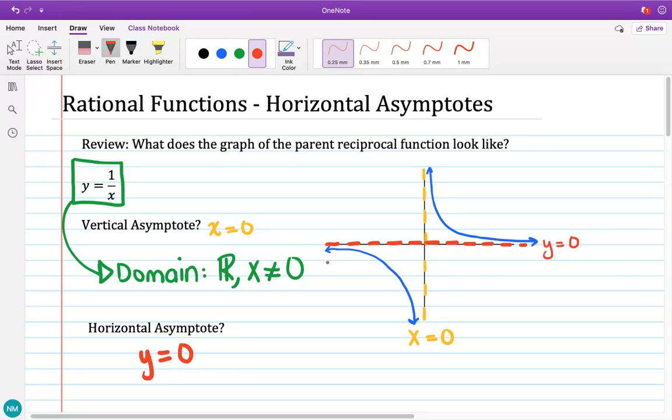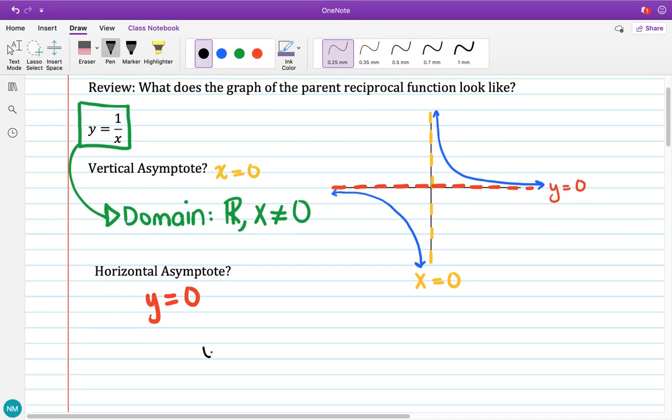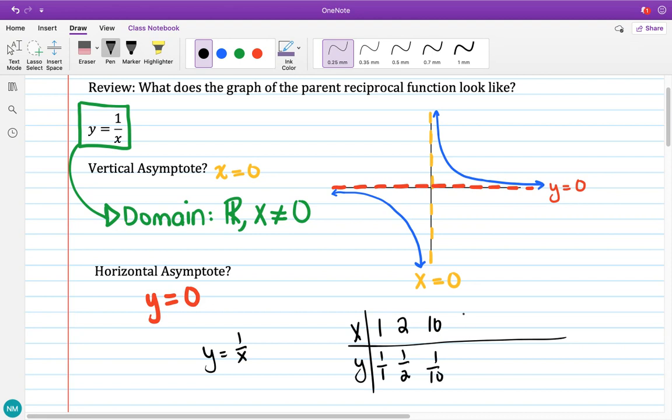Let's look at this function. If I have y equals 1 over x, and x gets infinitely larger, so x is getting bigger and bigger and bigger, if I have a table: if x is equal to 1, it's 1 over 1, which is just 1. If x equals 2, it's 1 over 2. If I have 10, I have 1 over 10. If I have 100, I have 1 over 100.